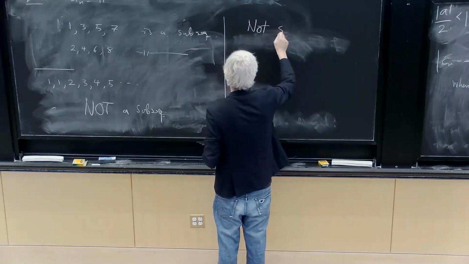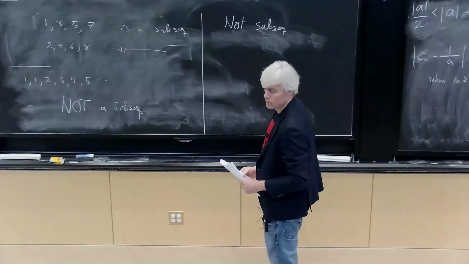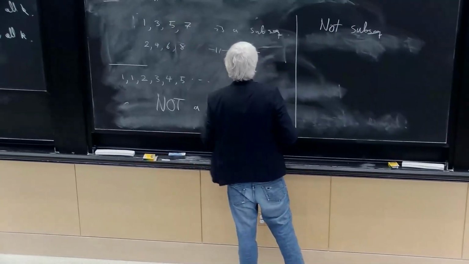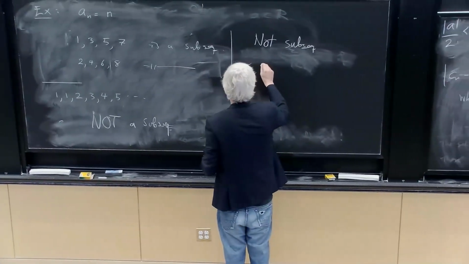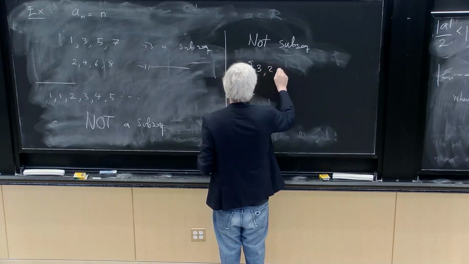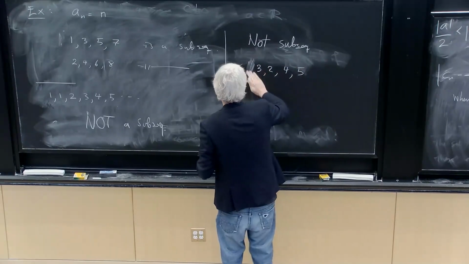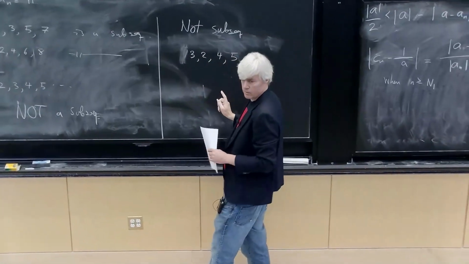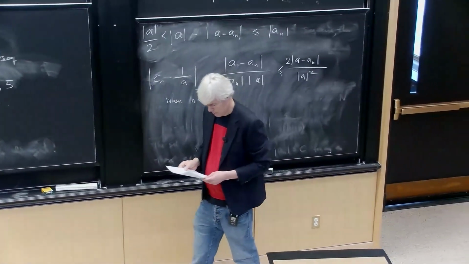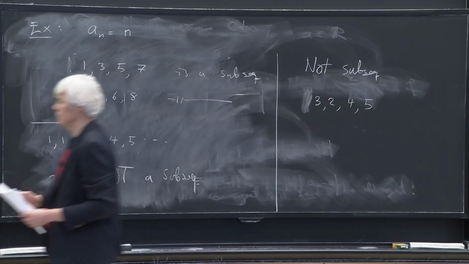Another thing that's not a subsequence is when you take things out of order. So if this here was the original sequence, and you're now looking at a sequence that was 3, 2, and then 4, 5, etc., this here is not a subsequence either, because things are taken out of order. Okay. So now, what is the formal definition of a subsequence?